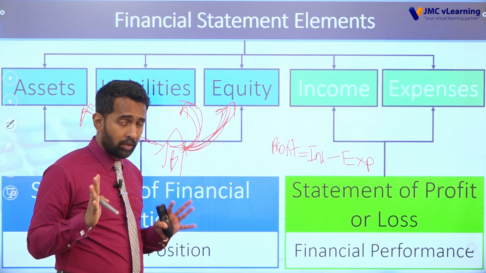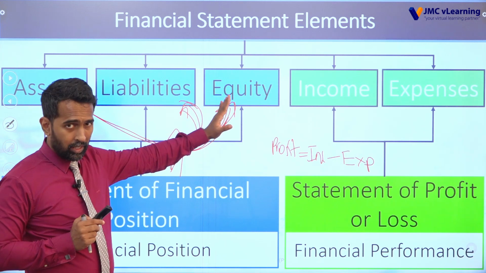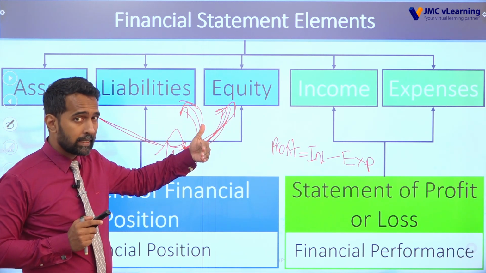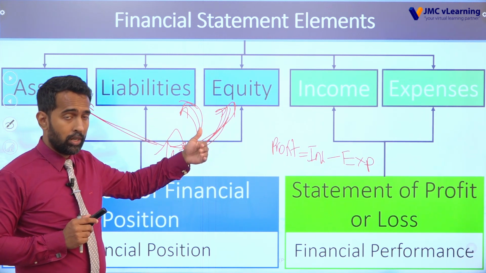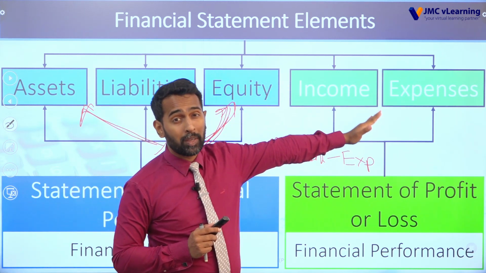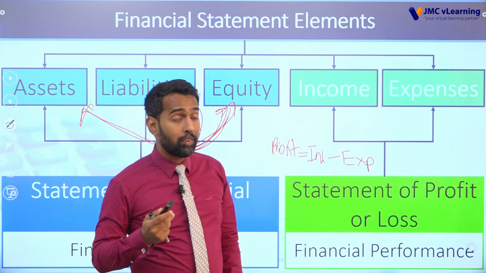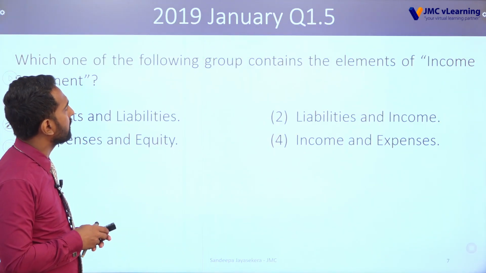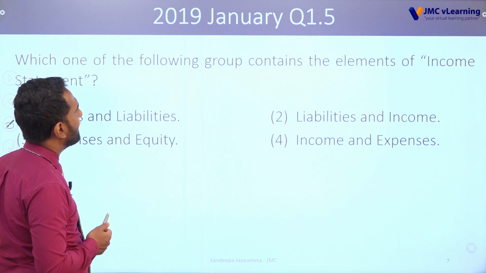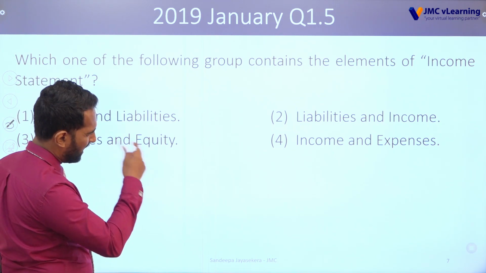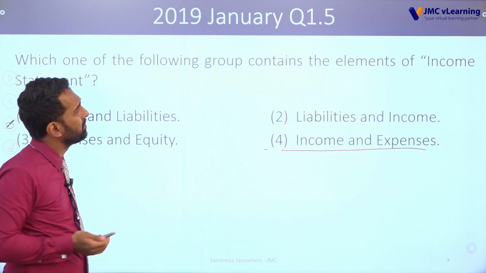Right. Now what we are going to do is, first of all, take assets, liabilities and equity and try to understand the meanings of these with examples. Then we will learn the accounting equation. Then we will connect income and expenses to the equation and expand the equation. I hope you are clear with what we are going to do. We look at a question, 2019 January. Which one of the following groups contains the elements of the income statement? You know, the elements of the income statement are income and expenses. Pretty easy, right?